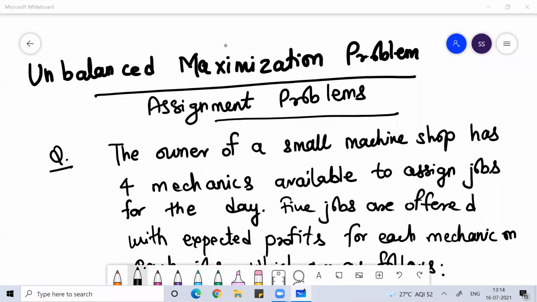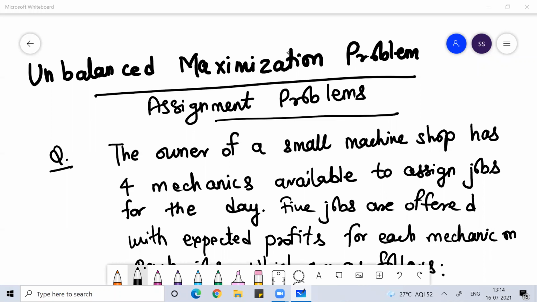So hello everyone, welcome to the class on assignment problems. In this class, we'll discuss the unbalanced maximization problem in the case of assignment problem. You know that whenever you get an assignment problem numerical, we solve it by the Hungarian approach, rather than by simplex.